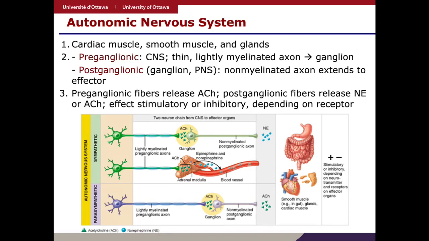The first leg of the journey starts in the CNS, where preganglionic neuron cell bodies reside in the lateral horn of the spinal cord or in the brainstem. You can see that in the last slide.